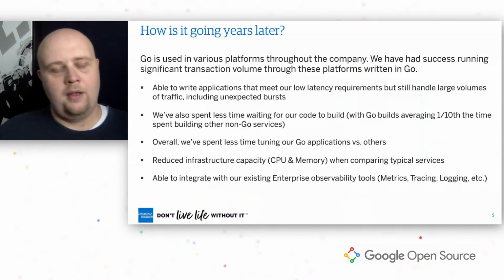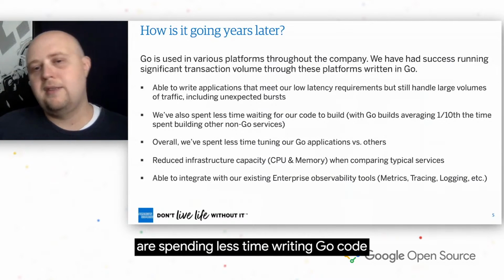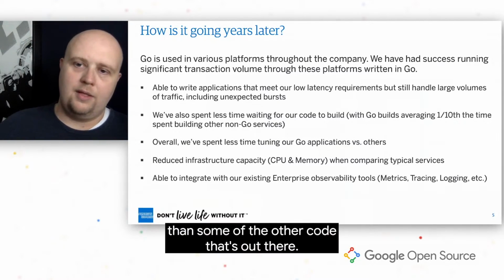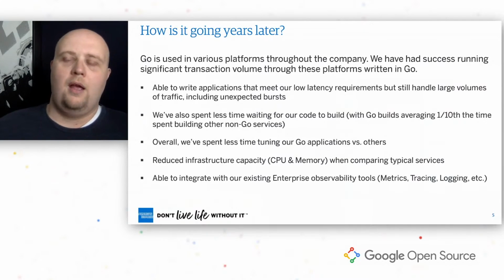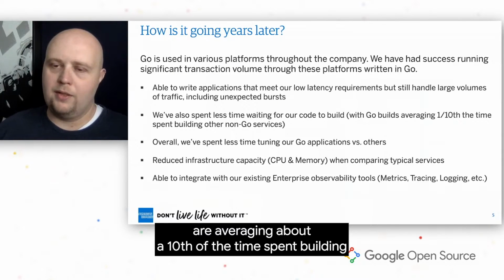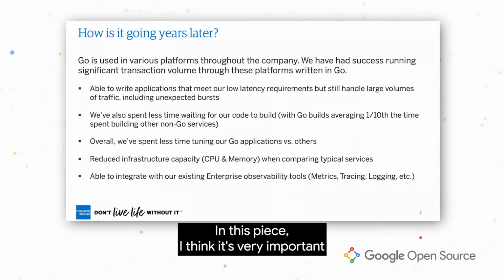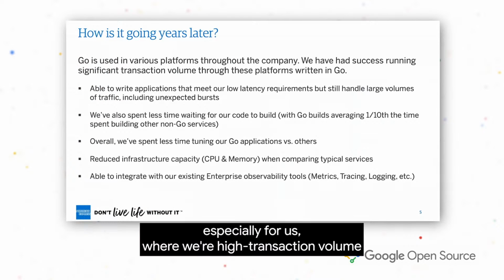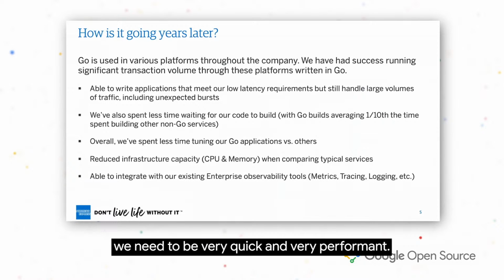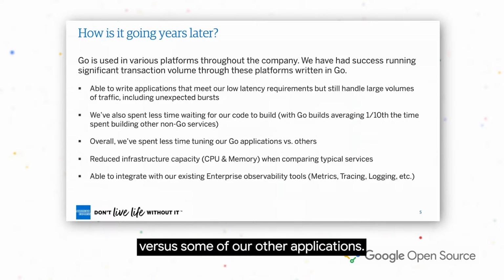Now, we've also found that our engineers are actually spending less time writing Go code than some of the other code that's out there. A lot of our Go builds are averaging about a tenth of the time spent building versus other services that are comparable. And this piece, I think, is very important, especially for us, where we're high transaction volume. We need to be very quick and very performant. We've actually spent less time tuning our Go applications versus some of our other applications.